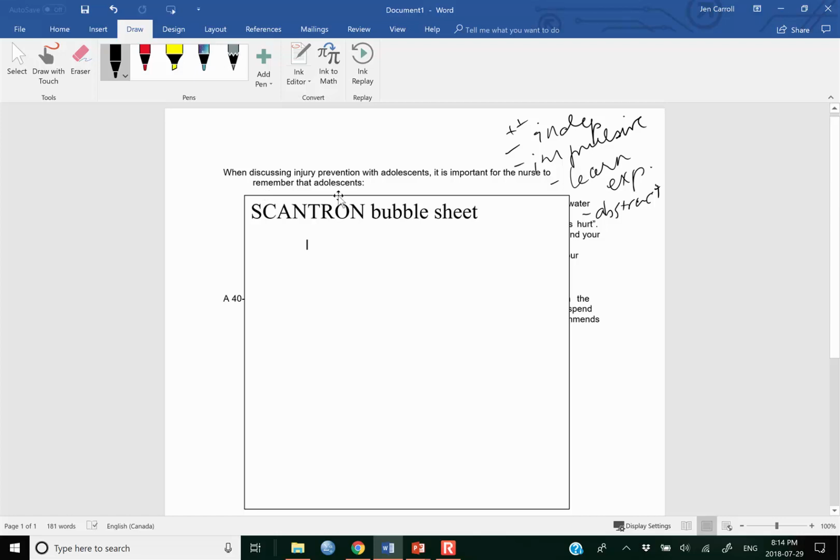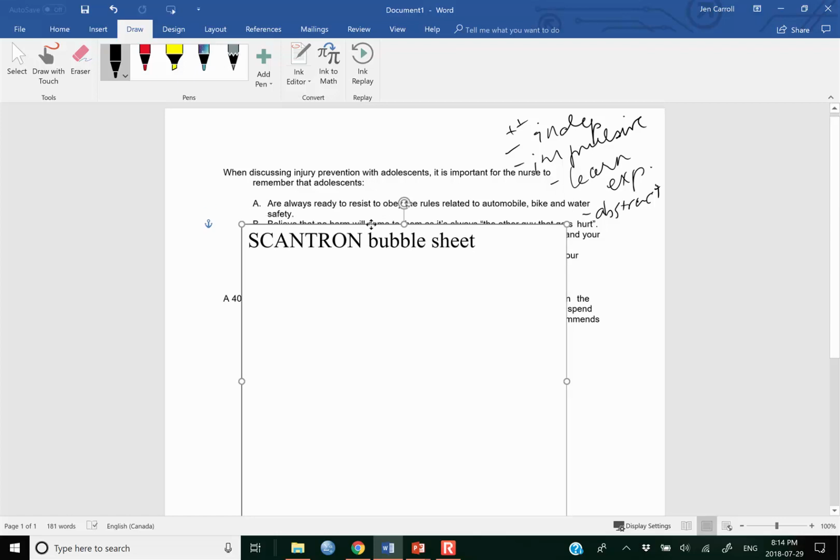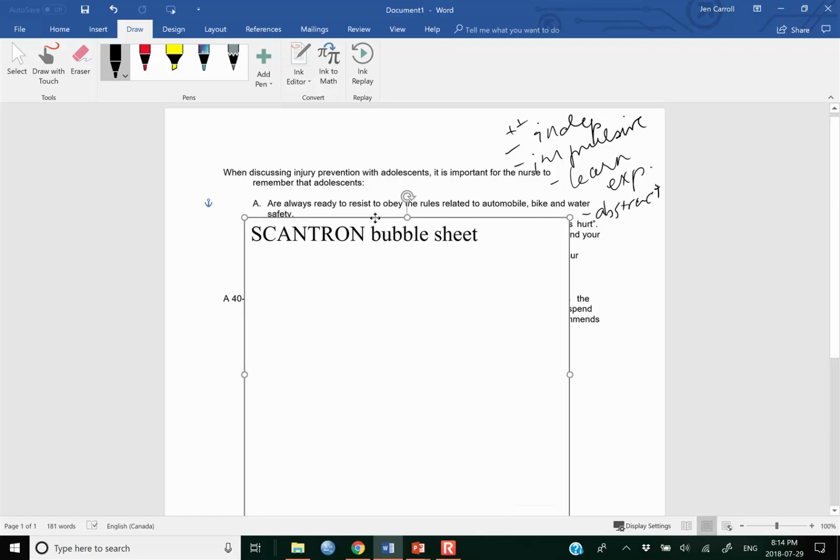In reading these back to yourself, you might use the stem and read each answer back to yourself. So when discussing injury prevention, I need to remember that adolescents are always ready to resist, to obey the rules related to automobile, bike, and water safety. Resist to obey. Man, that's awkward writing. So they don't want to follow the rules around bike, water, and car safety.